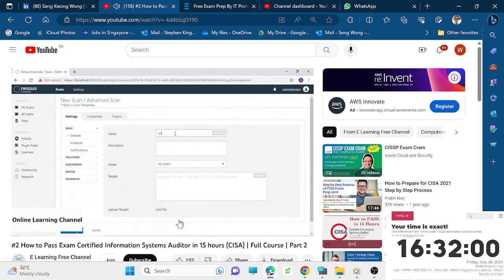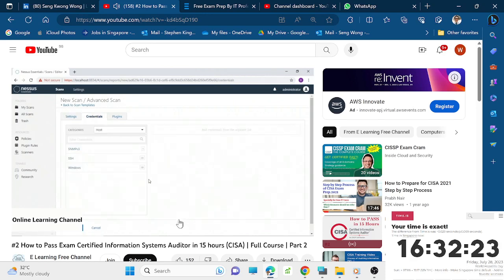I'm going to give this a name, and maybe I'll put in the date as well. I can also specify the target that I want to go ahead and scan. So for example, I'm going to start at 192.168.0.1 through to 192.168.0.10. So that's what I'm going to do. Now I can also specify credentials that I want to use to scan specific types of devices on the network.